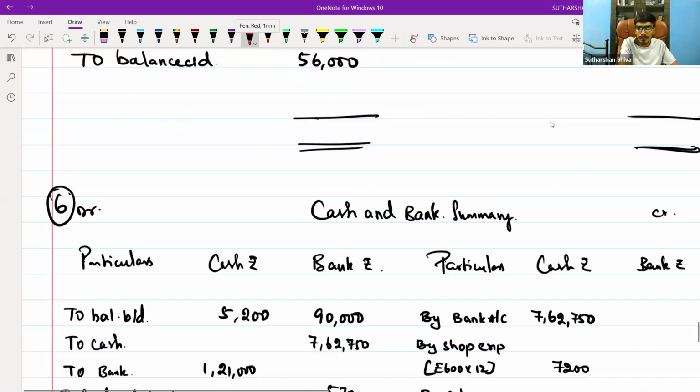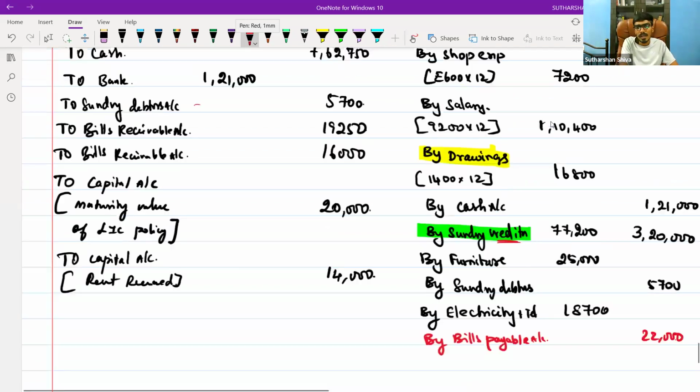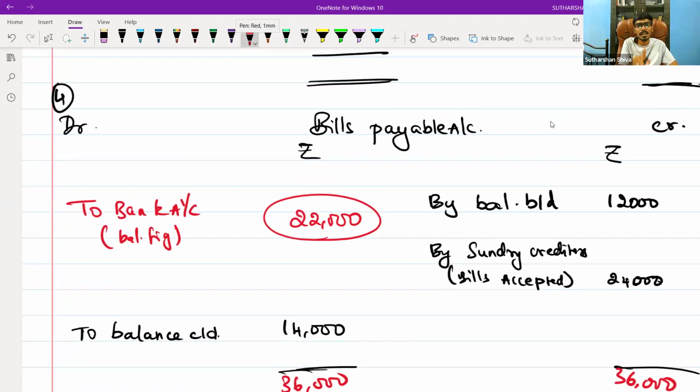So I need to make a posting in my cash account by writing "by bills payable." In my bank column, I will write down 22,000. Here you may also assume that you are paying in cash. But nowadays everything is through electronic mode, so we will pay in the bank account. We will assume like that.